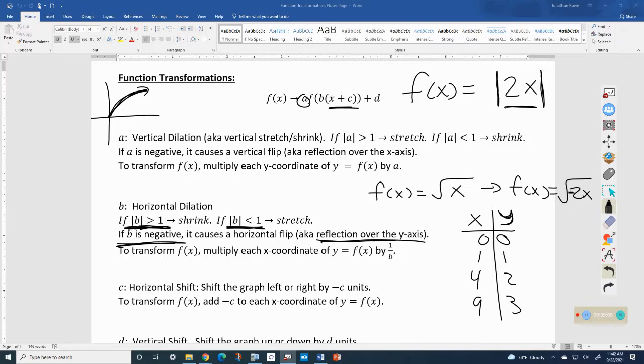Now I'm going to apply the transformation where B is -2. It says in your notes page to transform f of x, multiply each x coordinate by 1 over b. Not by b, but by 1 over b.